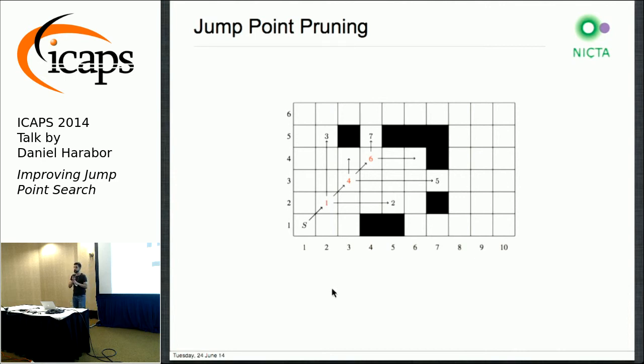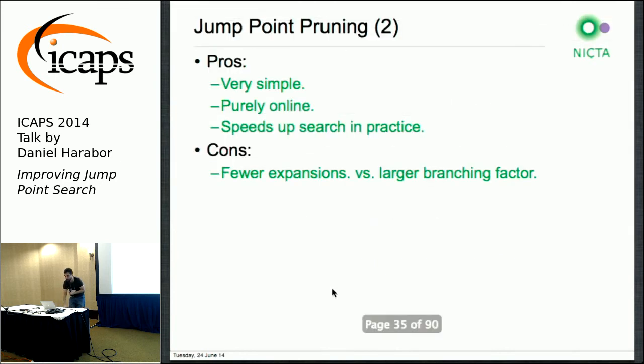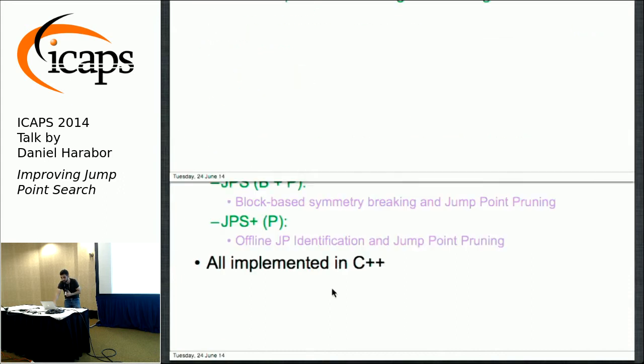So what we'd like to do is to not expand these nodes like 1, 4, and 6. What we'd like to do is to keep on recursing until we hit a dead end. Okay, and just remember any of these nodes like 3, 7, 5, and 2 that we find along the way, and we generate those as successors. Okay, so we're increasing the branching factor, but hopefully we're expanding less nodes. And you'll see that it does in fact give a speed up. So it's really simple. It's purely online, but there's a trade-off.